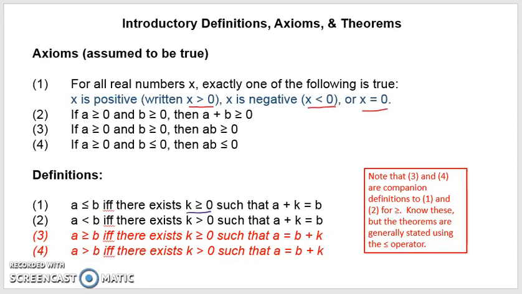So essentially what this is saying is, picture a and b on a number line. Here we've got a and b. A is less than or equal to b if there is some non-negative distance, which we'll call k, that you have to add to a to get up to b.